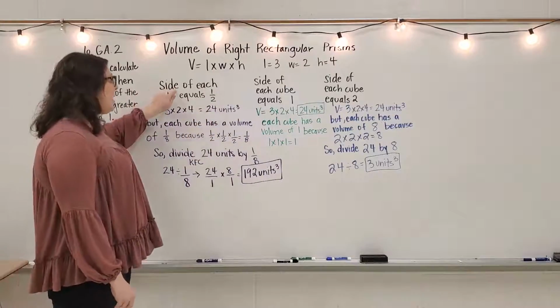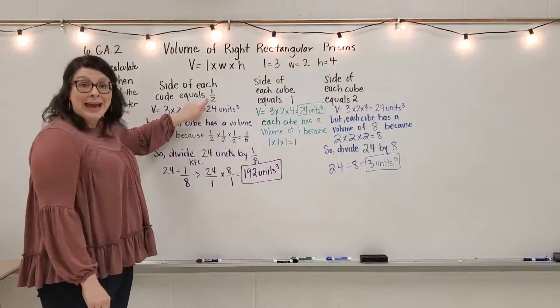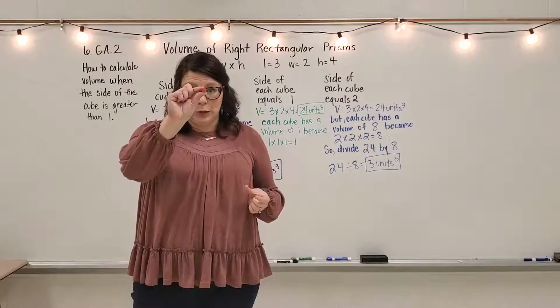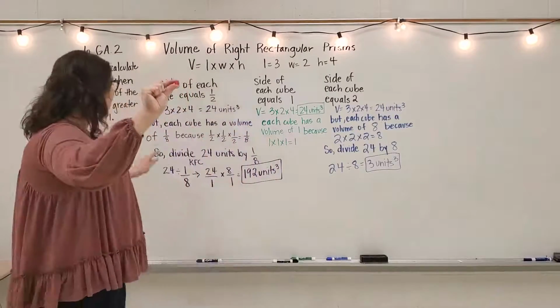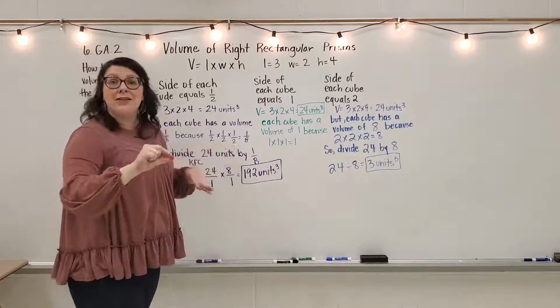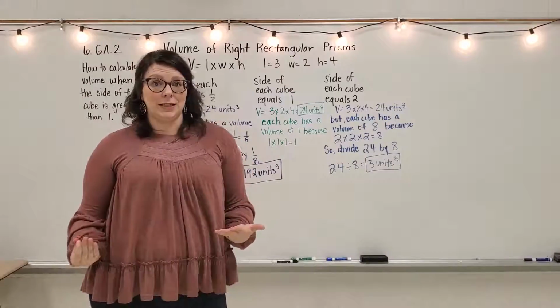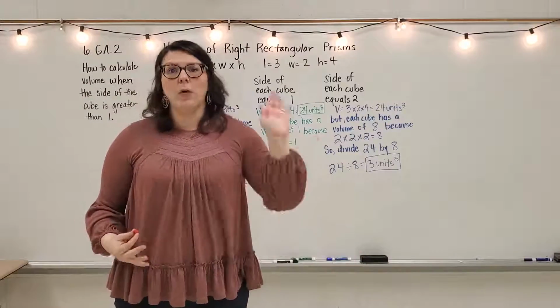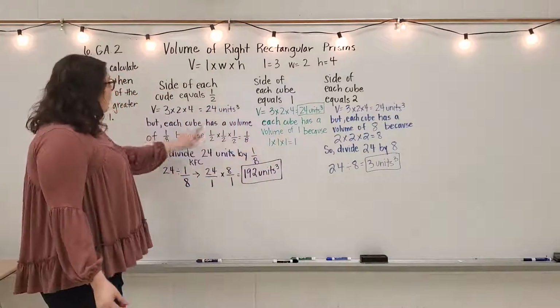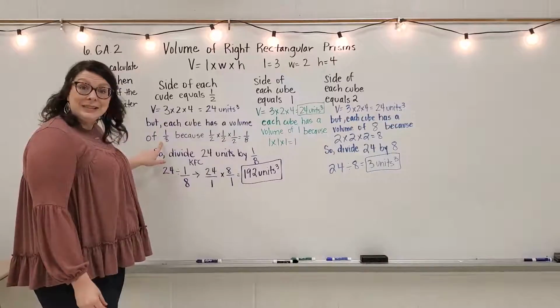However, each side of the cube equals 1/2. So I need to find the volume of the cube itself. I'm going to take 1/2 times 1/2 times 1/2, because all the sides are equal since it's a cube and each side is 1/2. 1/2 times 1/2 times 1/2 equals 1/8. So the volume of each cube is 1/8.